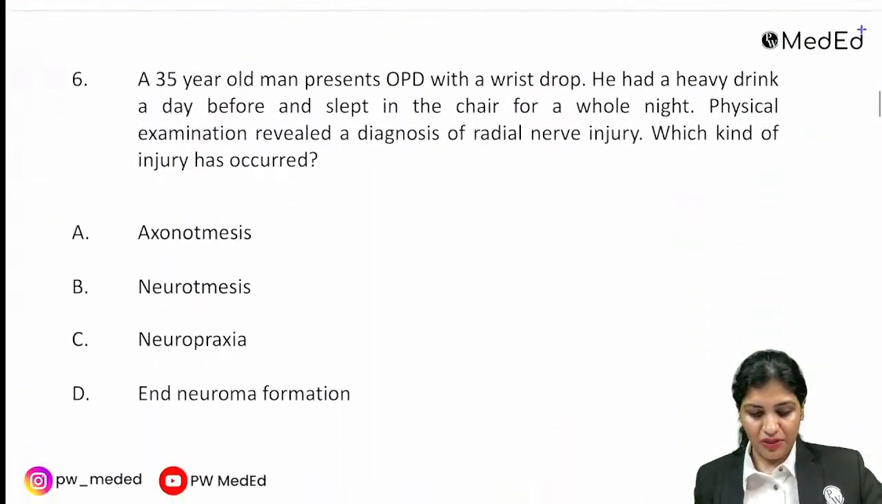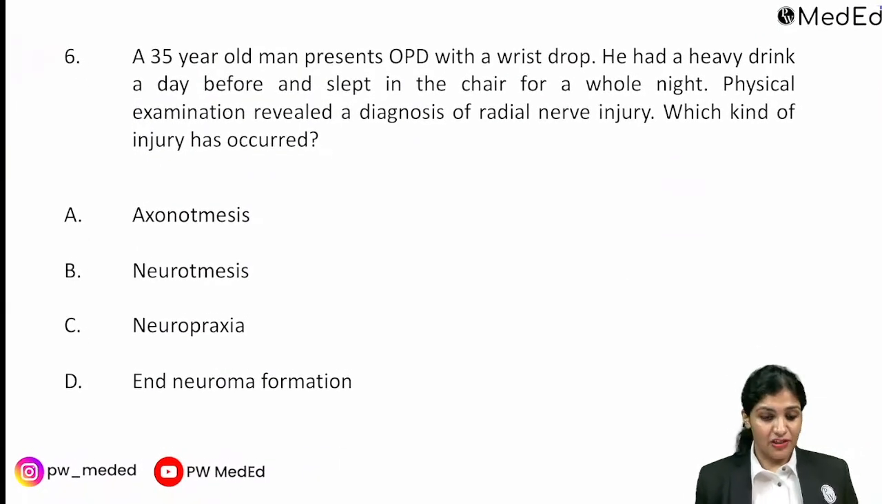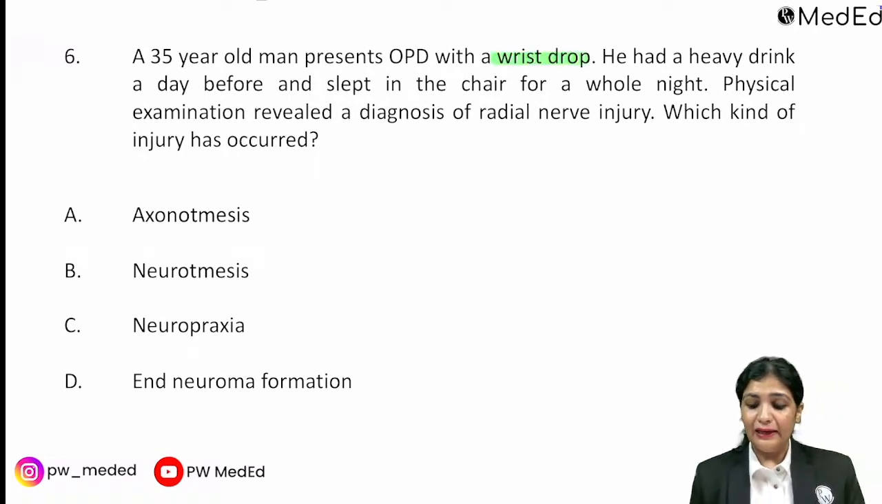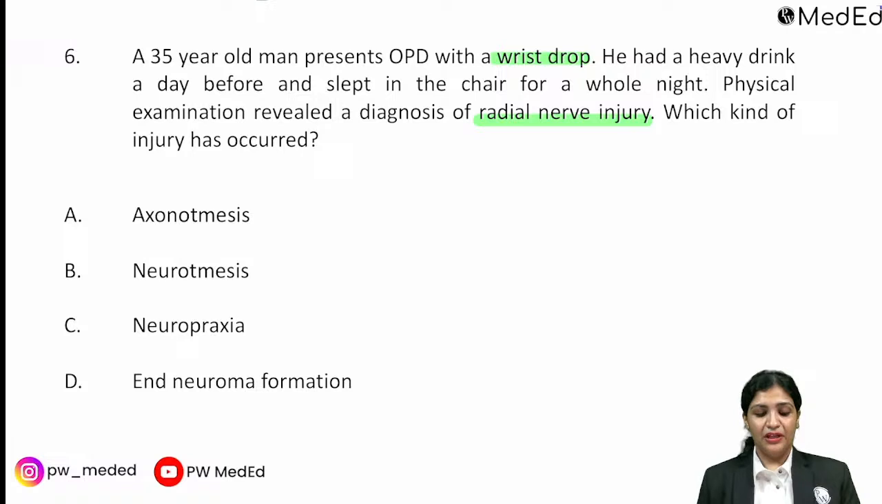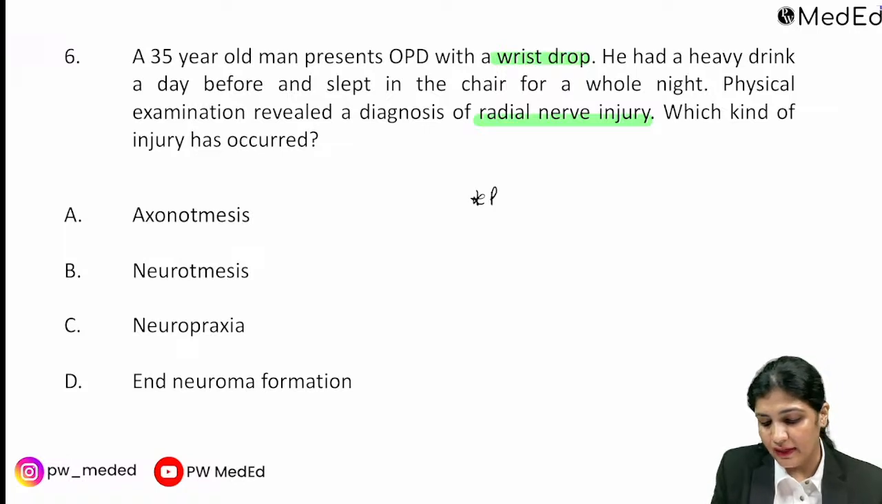So now let's go to the next question. A 35-year-old man presents to OPD with a wrist drop. So here there is a wrist drop. He had a heavy drink a day before and slept in the chair for a whole night. Physical examination revealed a diagnosis of radial nerve injury. What kind of injury has occurred? So here, the clue which is given is your radial nerve injury.